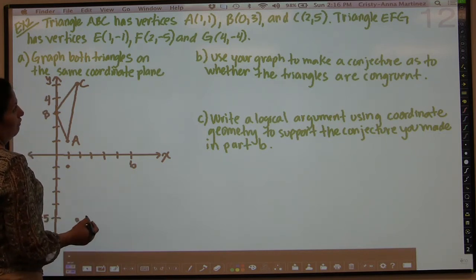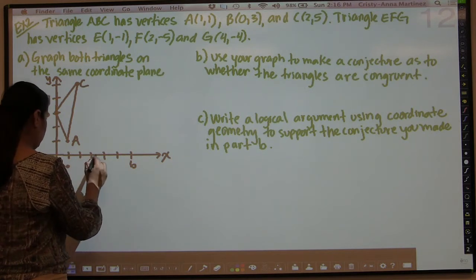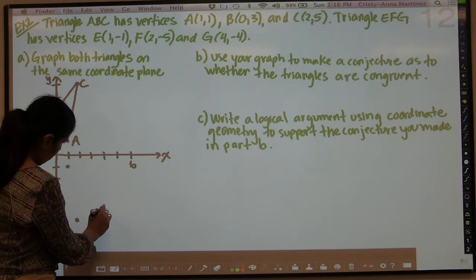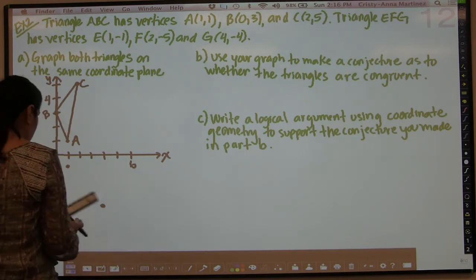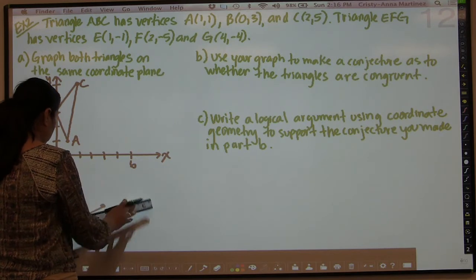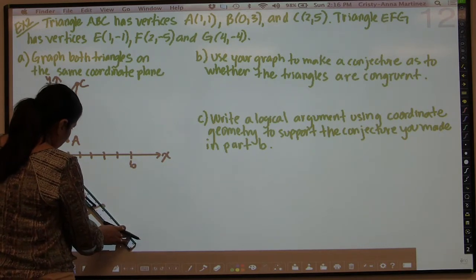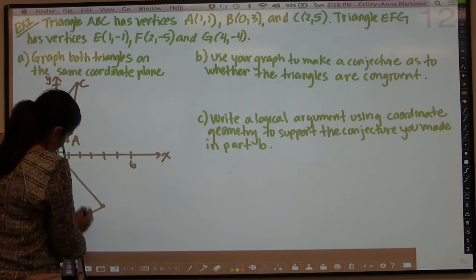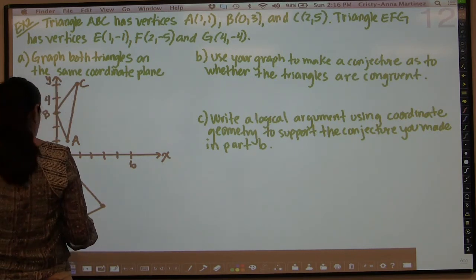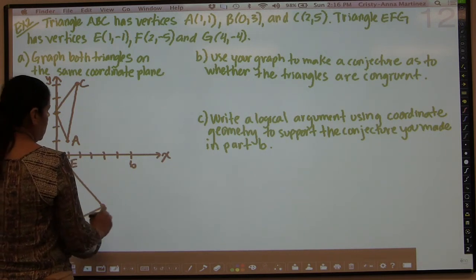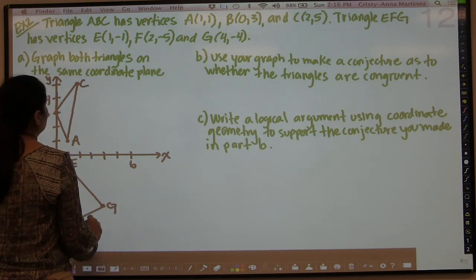And then we have 4, -4. 1, 2, 3, 4, and -4 is over here, so somewhere right about there. And now we've graphed both triangles on the same set of coordinate axes. So that's part A. This is E, this is G, and this was F.